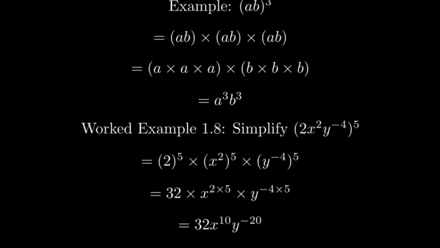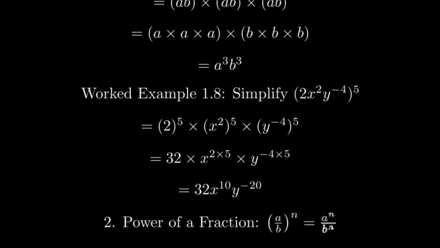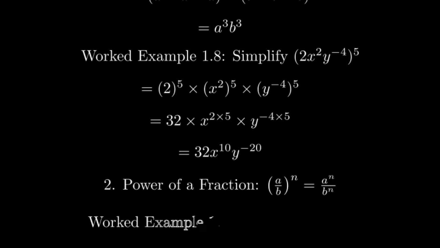Next up is the power of a fraction rule. Similar to the product rule, if you have a fraction raised to a power, you can apply that power to both the numerator and the denominator. Let's tackle a challenging example that combines several of our rules. We need to simplify 2u over 3v squared, all raised to the power of negative 3.